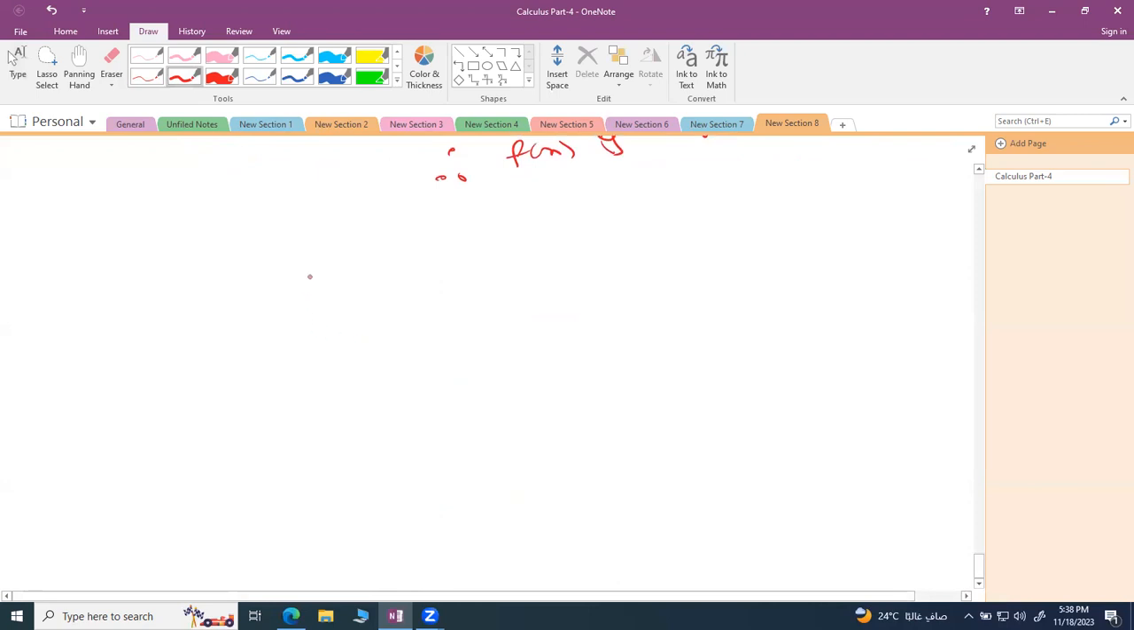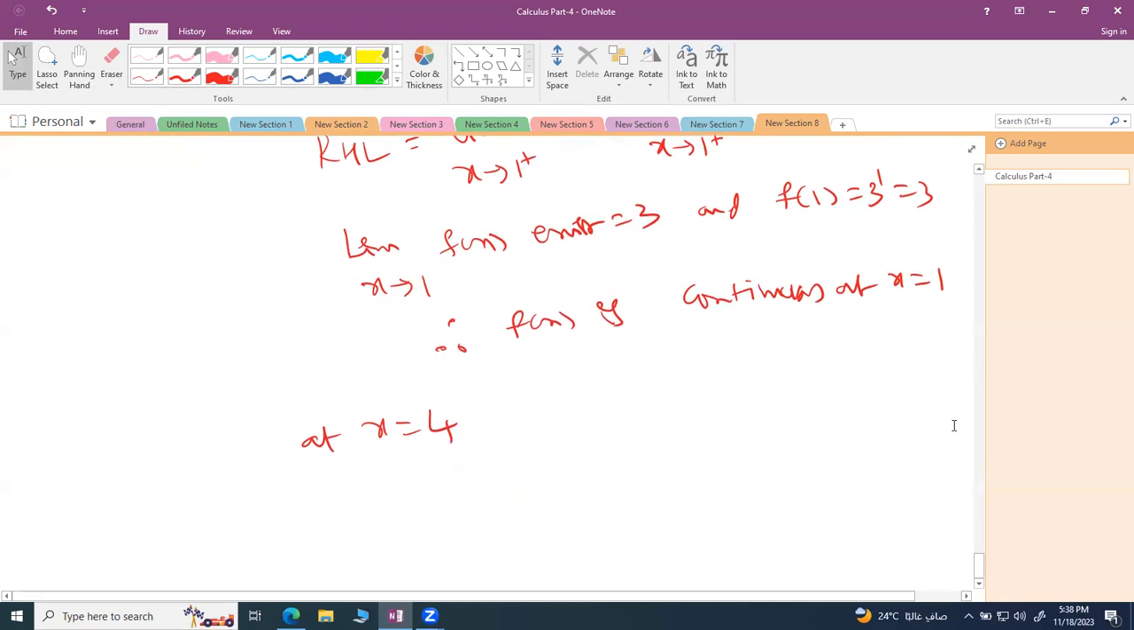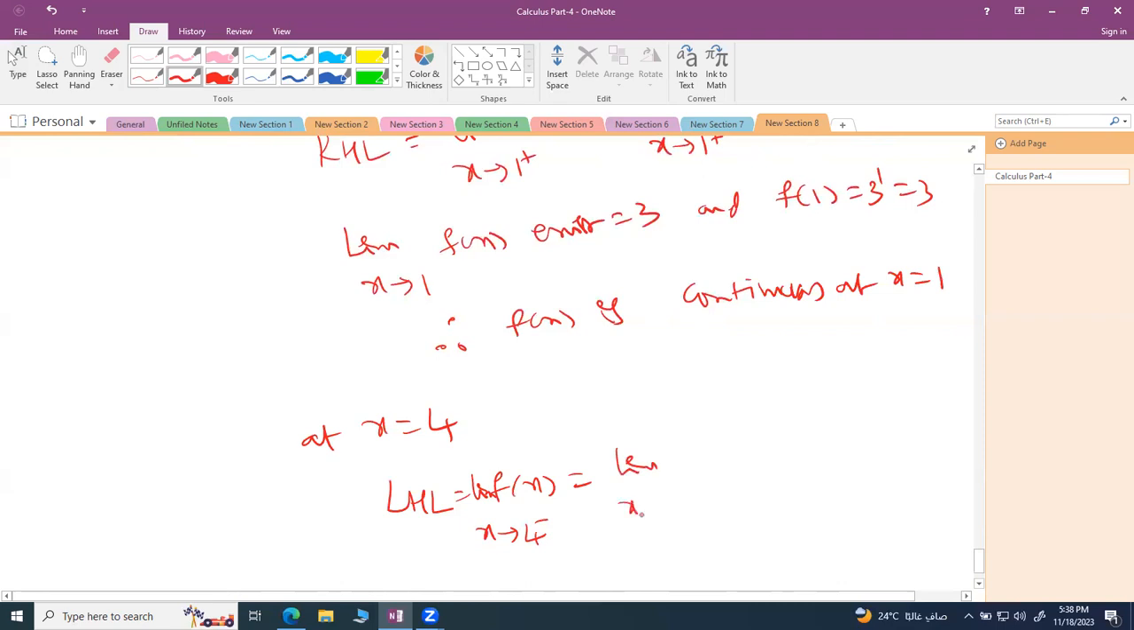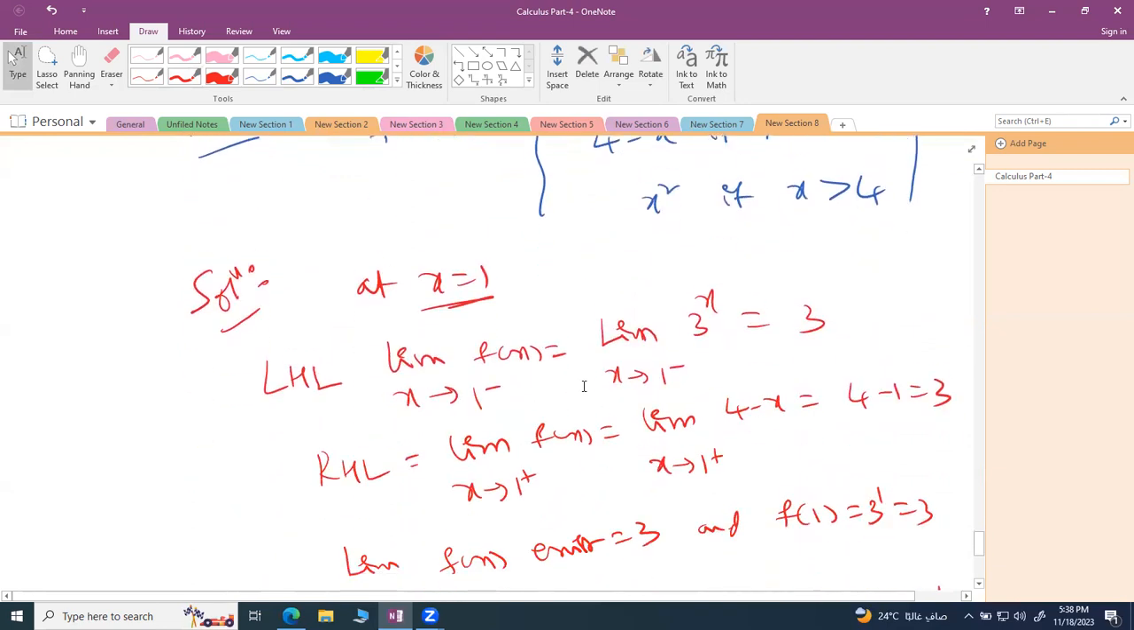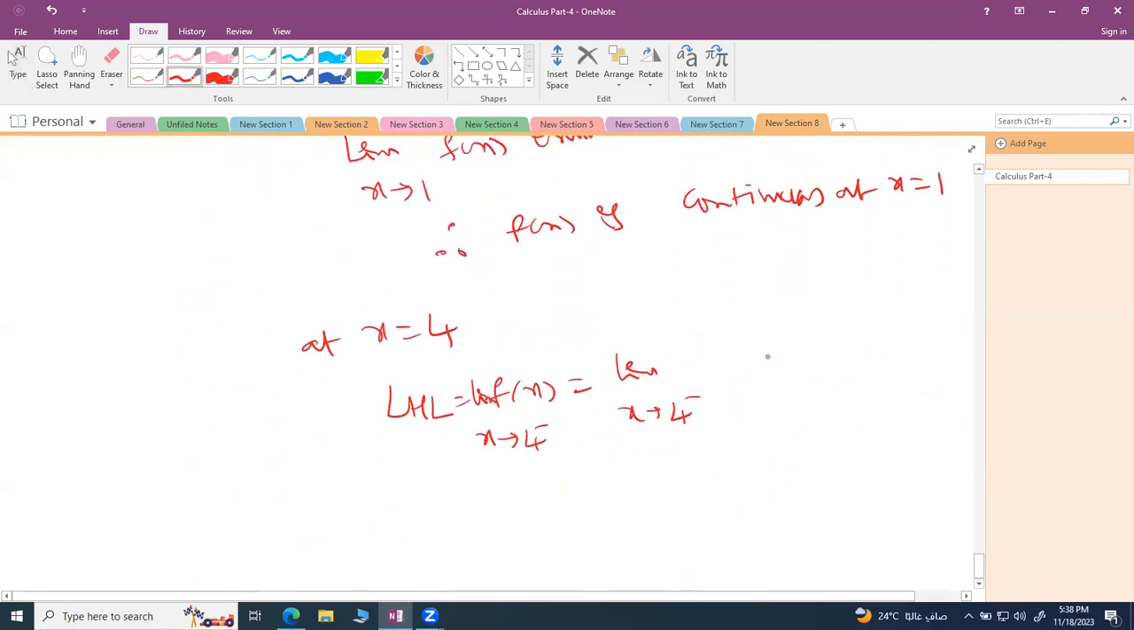At x equal to 4, left hand limit. If you take the left hand limit, f of x equal to limit x goes to 4 minus f of x equal to limit x goes to 4 minus, this is 4 minus x, equal to 4 minus 4, this is equal to 0.